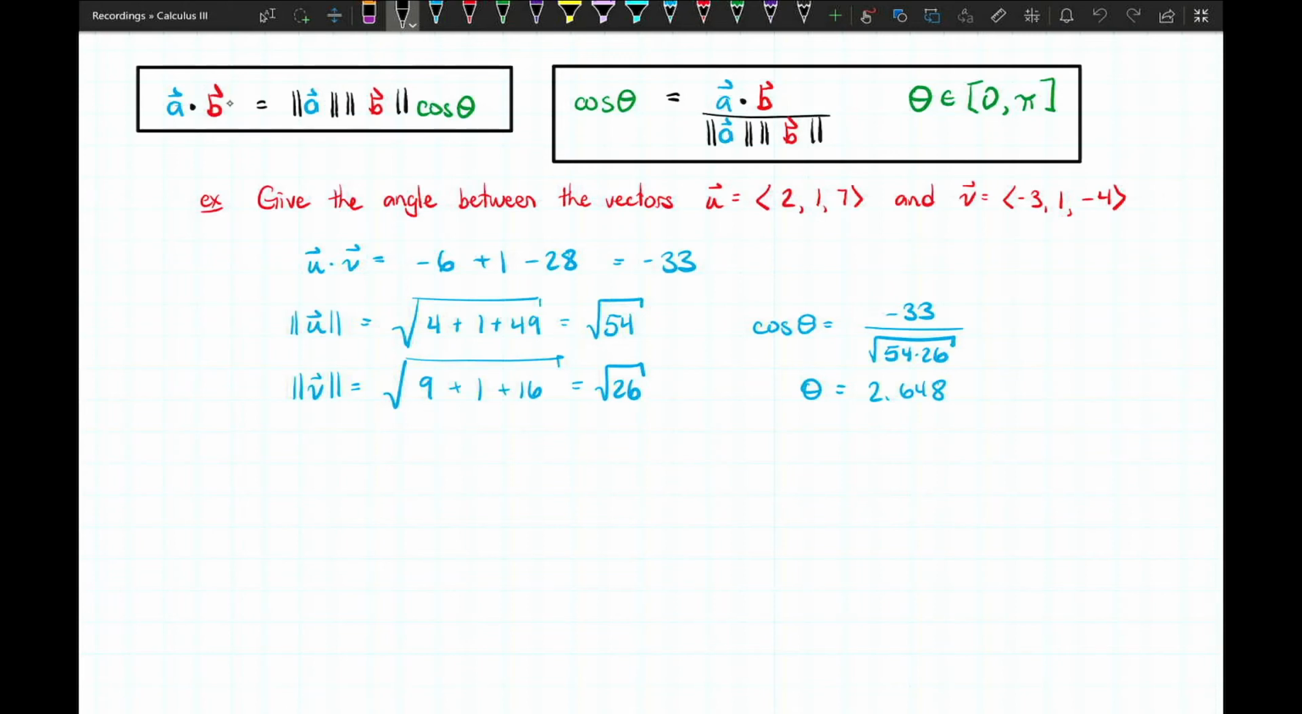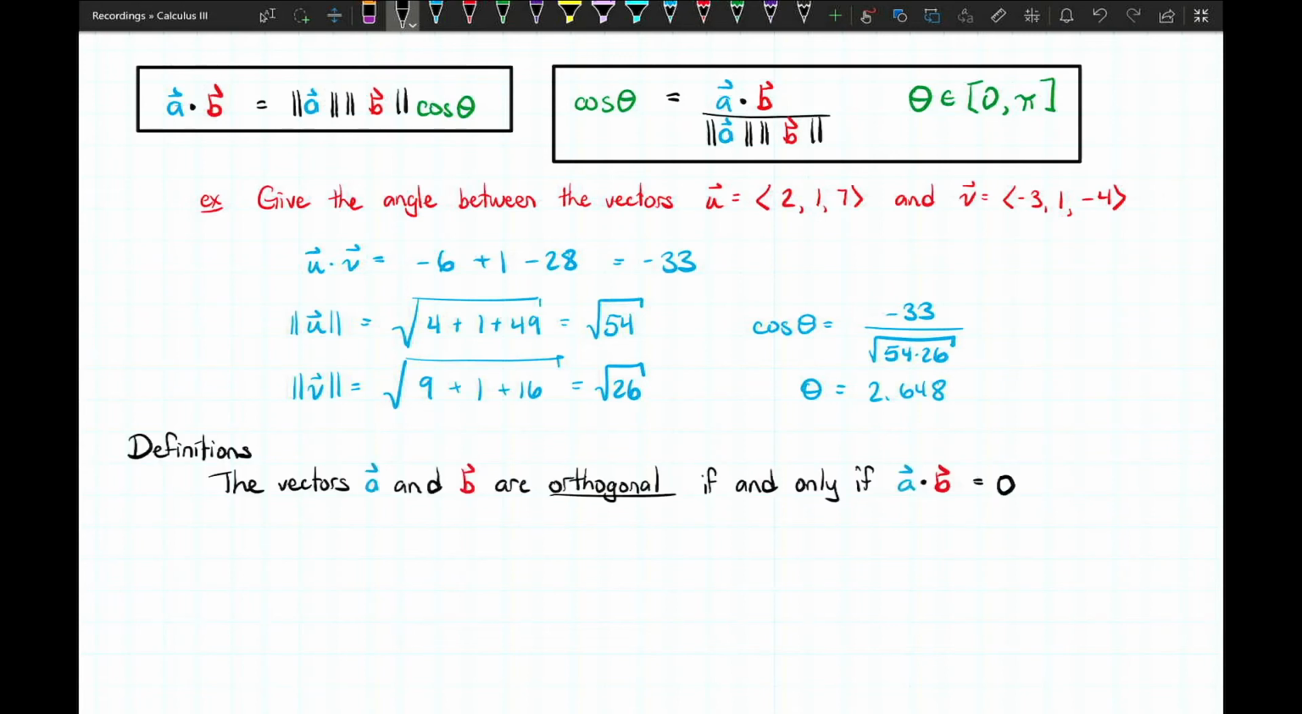Well, that would imply that a dot b has to equal 0. Well, that is what we commonly think of as orthogonality. The definition of orthogonality is the vectors a and b are orthogonal if and only if the dot product a dot b equals 0. Now, there's a small difference between that and what we commonly think of as being perpendicular, where the angle is 90 degrees.